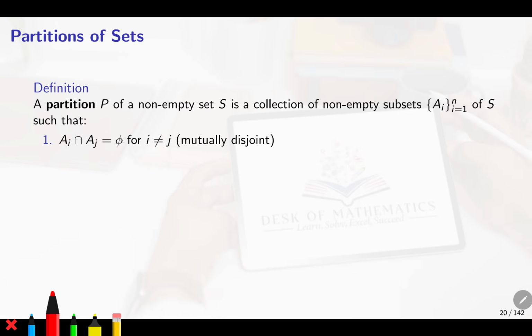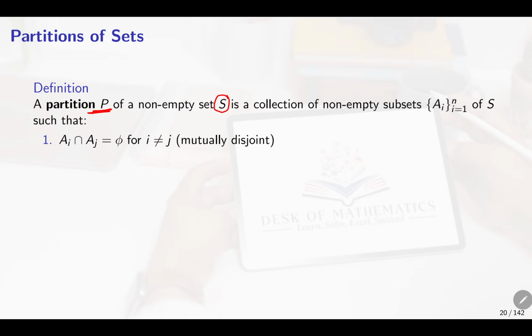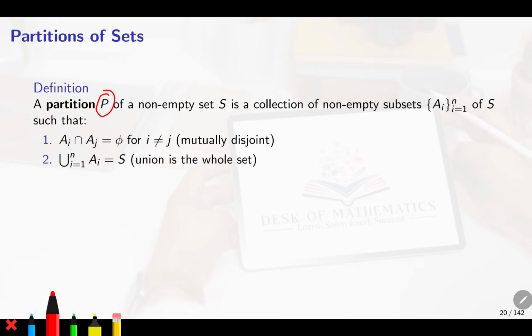What do you mean by a partition? In a partition, if you have a set S, you can make a set P of subsets of S such that, first, the elements of P should be disjoint. Second, the union should give you S. That set P is then called a partition of S.